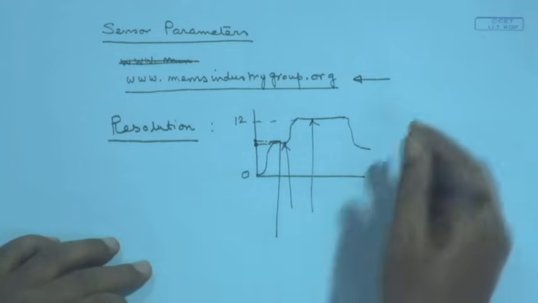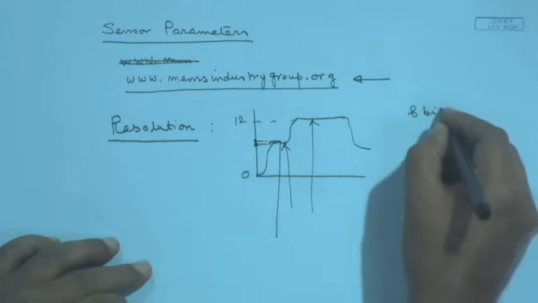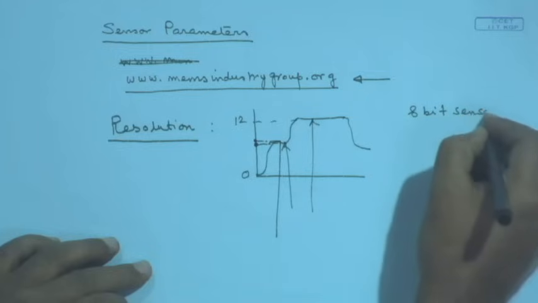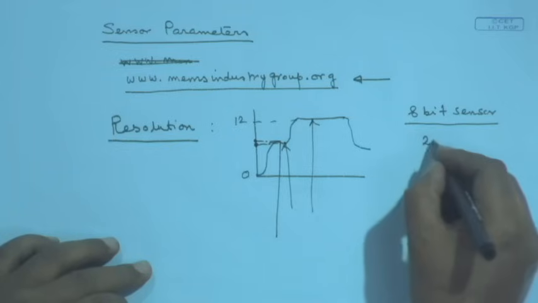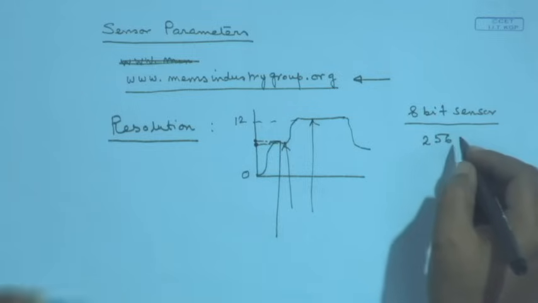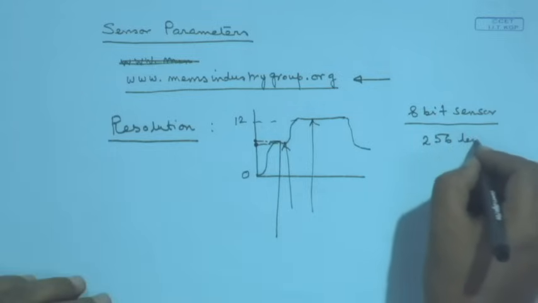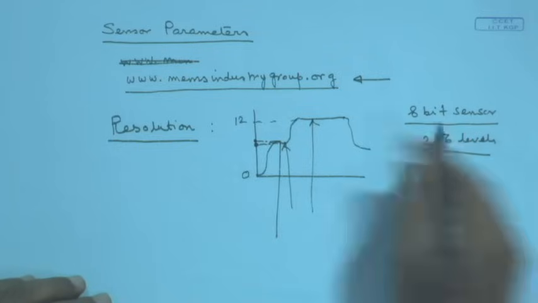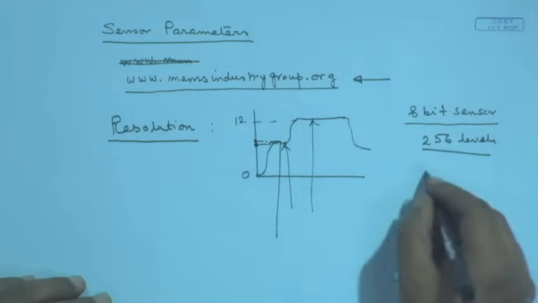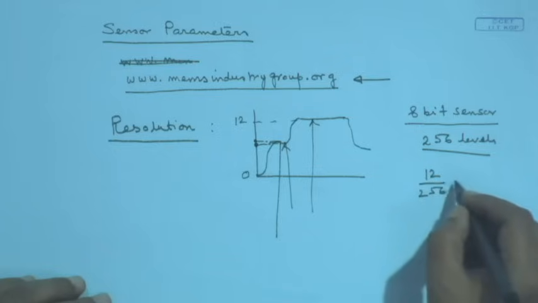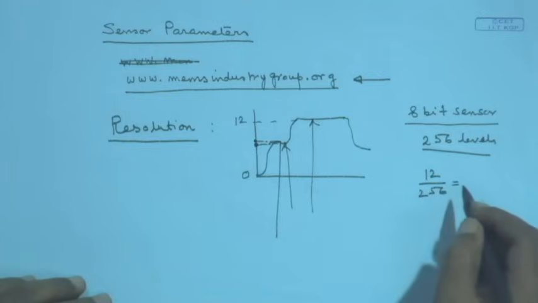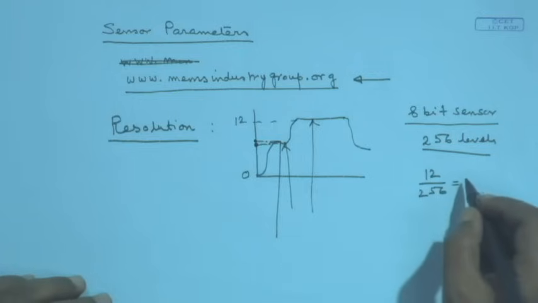Suppose I am measuring it using an 8-bit sensor. How many different levels can I distinguish? It will be 256 levels, or 0 to 255. So, what will be the resolution? 0 to 12 volt, so 12 by 256, whatever that is. All right, anybody can compute and tell me 12 by 256 quickly? It will be around 1 by 20, so around 0.5, right?